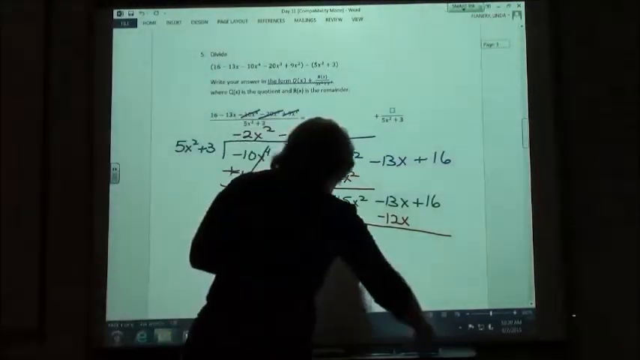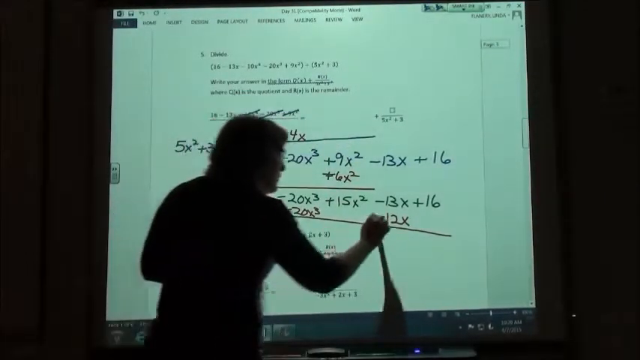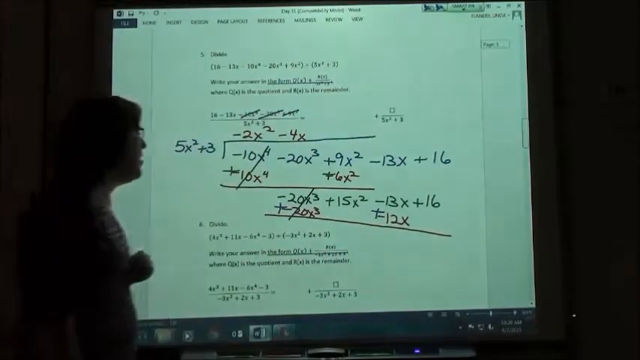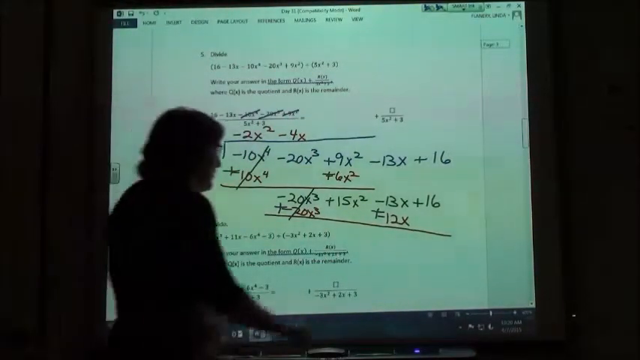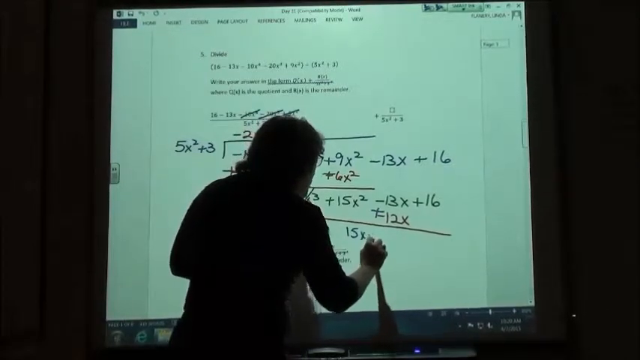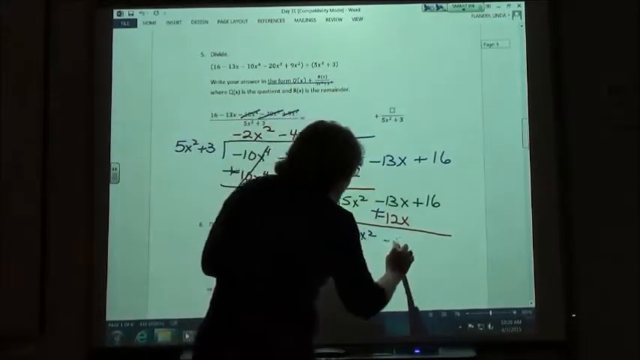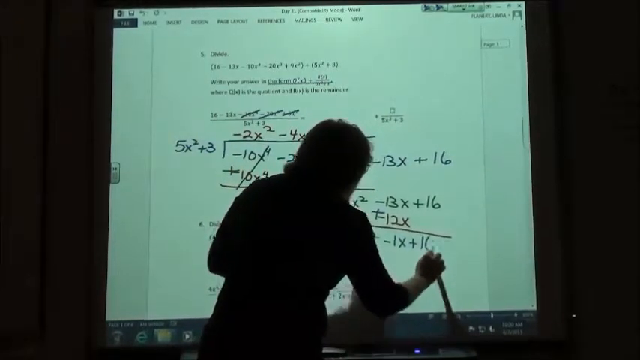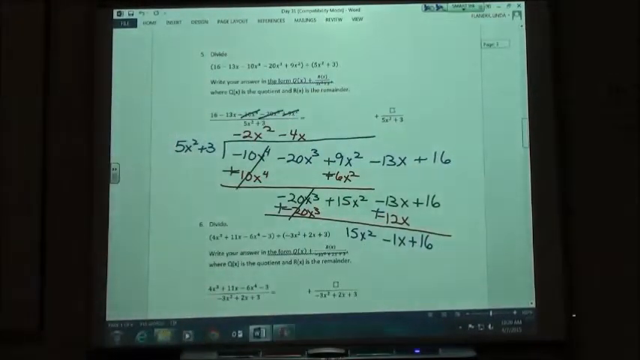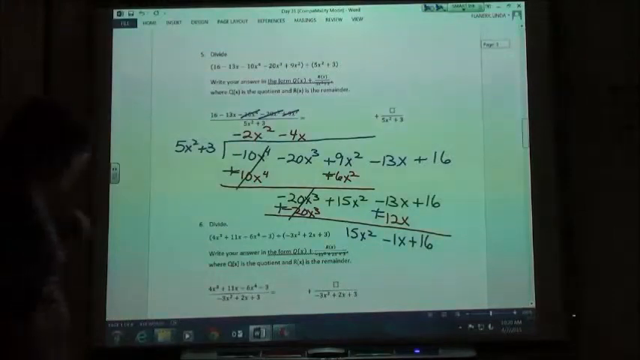Then we have to change our signs so we can cancel that out, and we're going to bring down 1. 15x squared minus 1x, minus 1x, plus 16, right? 16. And we got to repeat it one more time.